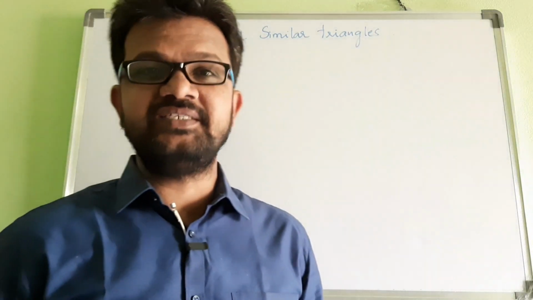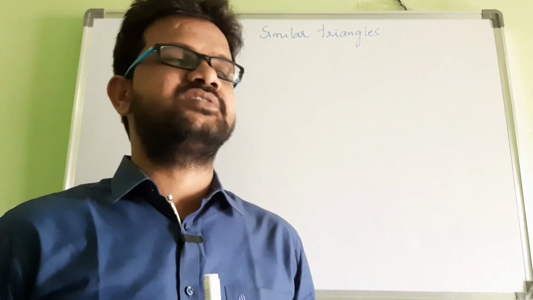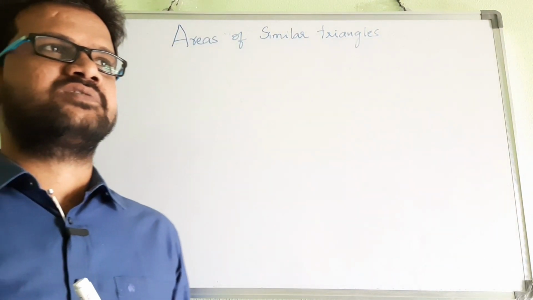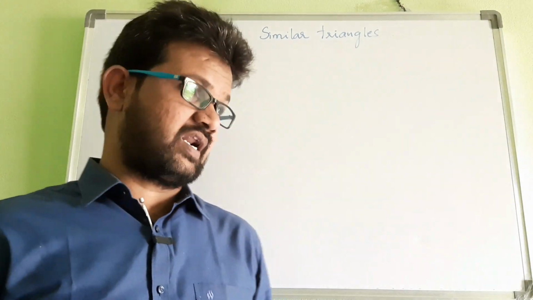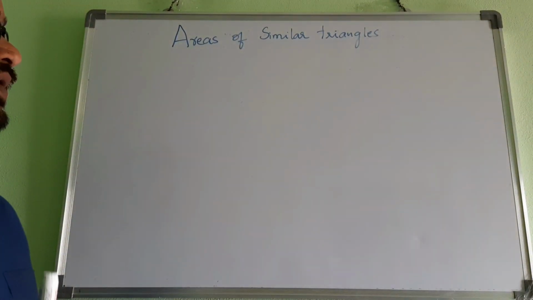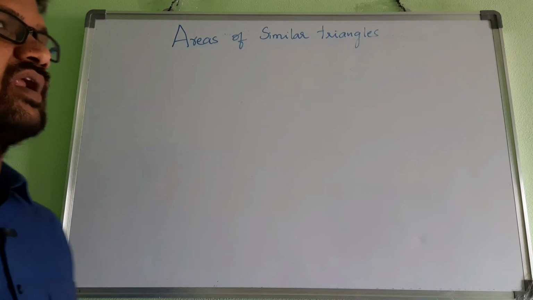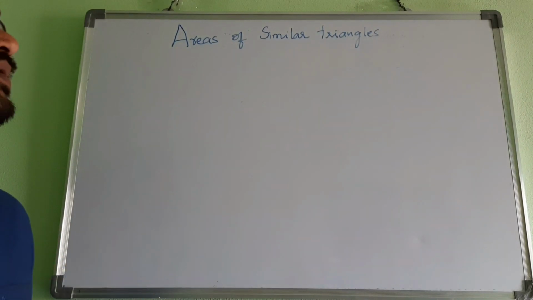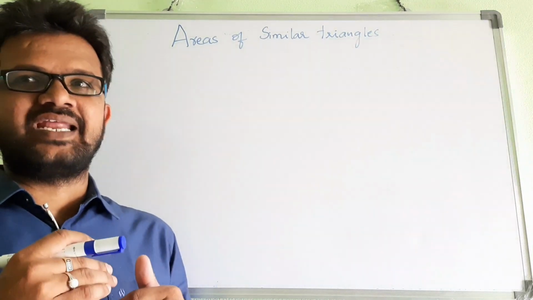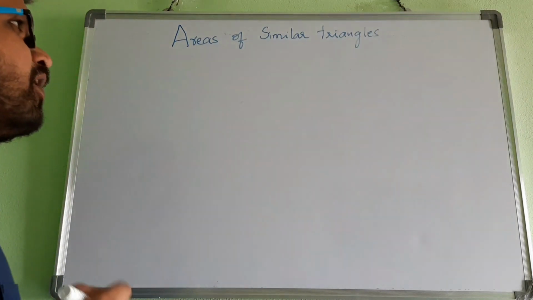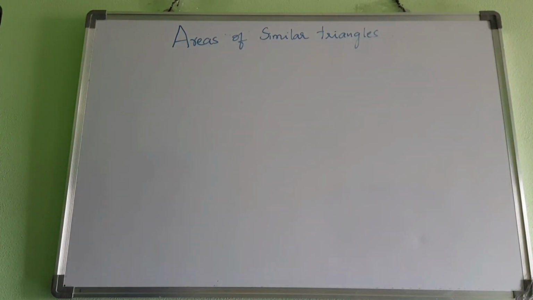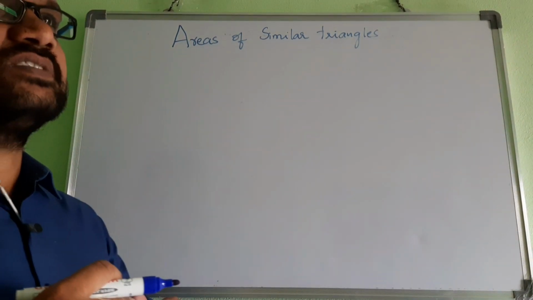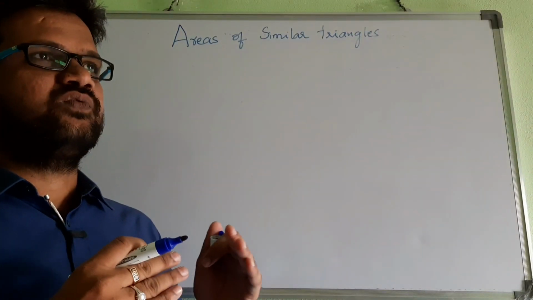Our next topic is areas of similar triangles. Till now we have discussed BPT, converse of BPT, and various criteria for similarity of triangles. So our next topic is areas of similar triangles. If two triangles are similar, we know that corresponding angles are equal and the corresponding sides are proportional, right? So is there any relationship between corresponding sides and areas of two triangles?